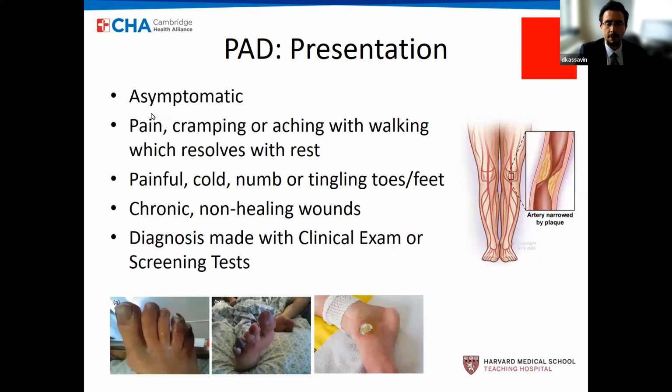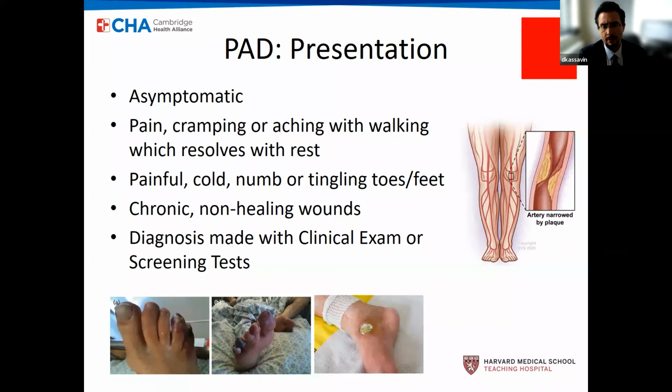So how do patients with peripheral arterial disease present? A lot of patients may have some underlying disease and may simply be asymptomatic because they're not stressing their muscles enough to the point where they're not getting the required blood flow. In some other patients, you may have some pain or cramping or aching with walking.